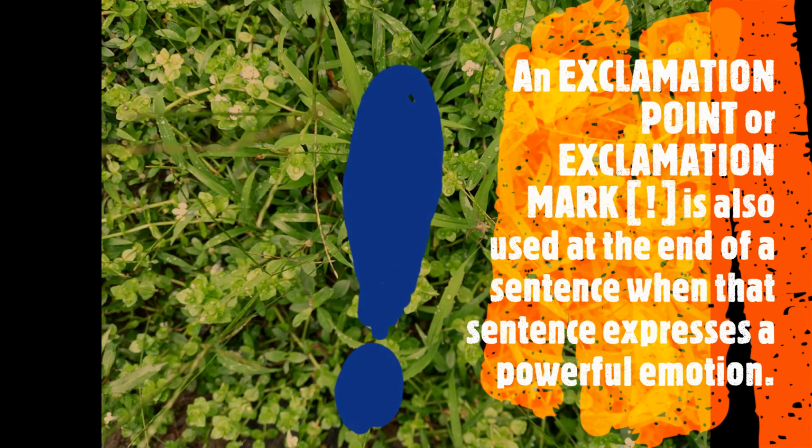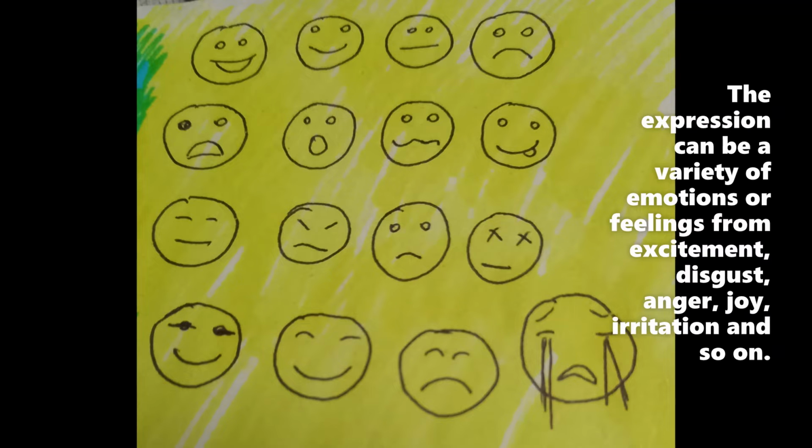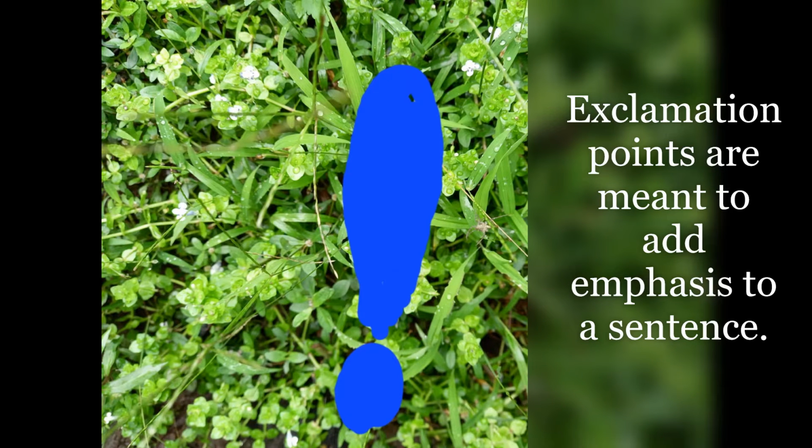Next, we move on to the exclamation point. An exclamation point or exclamation mark is also used at the end of a sentence when that sentence expresses a powerful emotion. The expression can be a variety of emotions from excitement, disgust, anger, joy, irritation, and so on. Exclamation points are meant to add emphasis to a sentence.